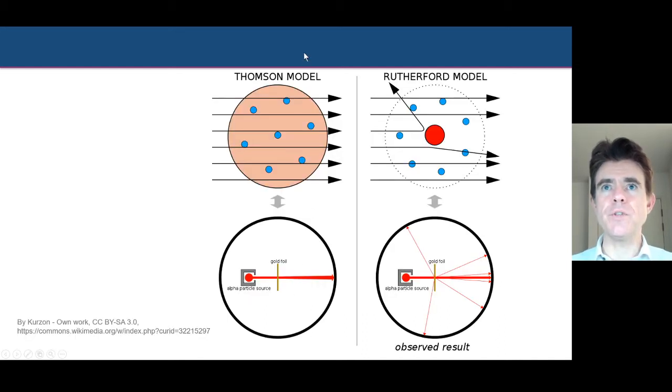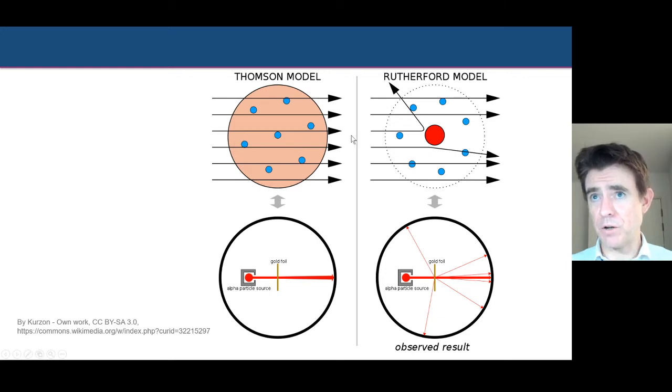So this schematic shows what the Thomson model was like, with the positively charged background and the electrons embedded within the atom, and the expectation being that these alpha particles, shown by the black arrows here, would just pass straight through. With the Rutherford model, this is how we can explain that backscattering of the alpha particles.